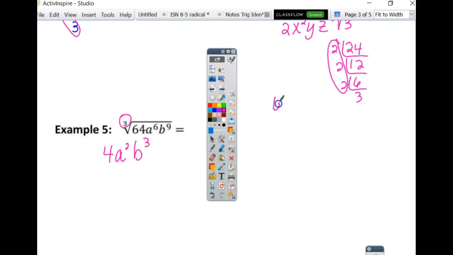So watch. If it's 64 and you break this down, I don't know why this is confusing. What's my index? 3. So I have to circle 3. 2 times 2 is 4. Easy peasy. Okay.